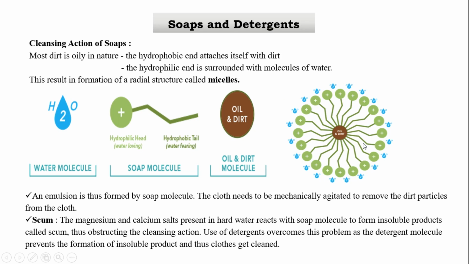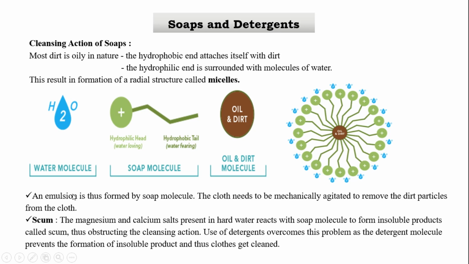So the total structure that is formed, with the hydrophobic part towards the dirt and the hydrophilic part towards the water molecules, this radial structure is called a micelle. Okay, so there will be many such structures forming in the solution, so we call them micelles. This is how it is shown: the hydrophilic part, water loving, and the water fearing, hydrophobic part.